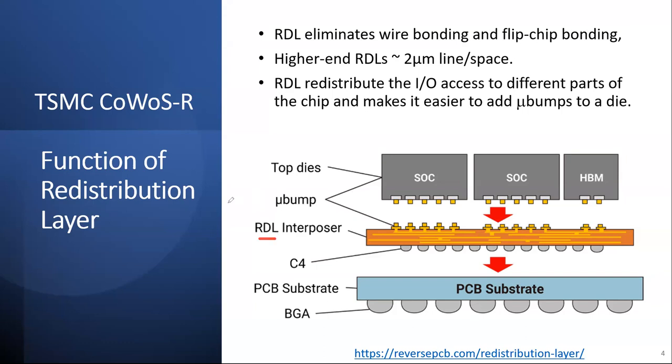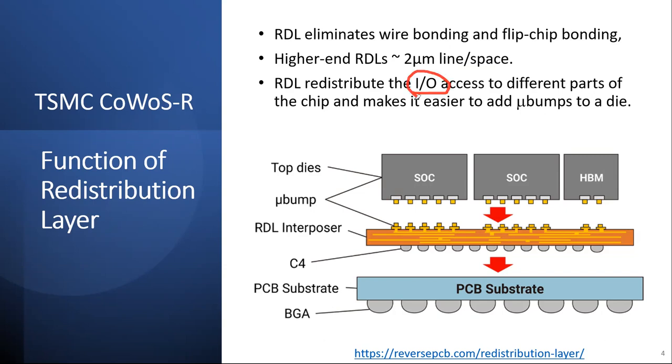Let's come back to RDL, the redistribution layer. It basically eliminates bonding, because here the interposer could just bond up with micro bumps. They could make it much denser. With a high-end one, the density goes to 2 micron line space. So between the line and space is 2 microns, very dense.